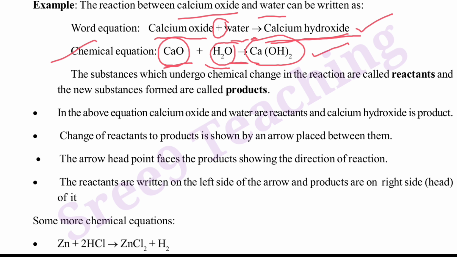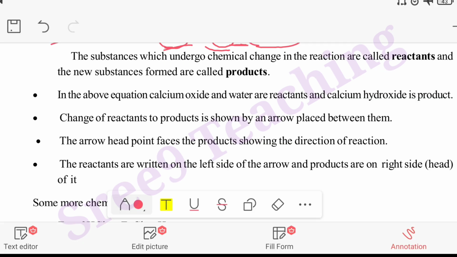What information do we get from a chemical equation? Here we get the substances which undergo chemical change in the reaction. The substances which undergo chemical change in the reaction are called reactants. In the above equation, calcium oxide and water combined and formed calcium hydroxide.